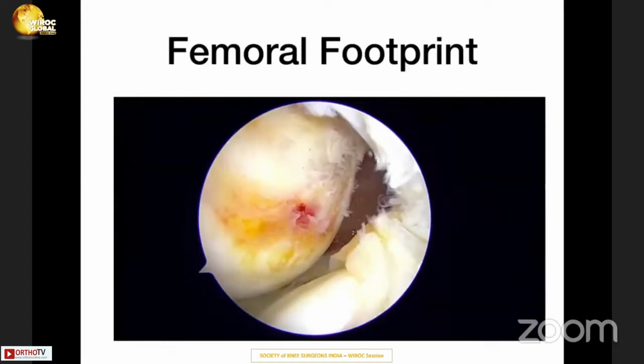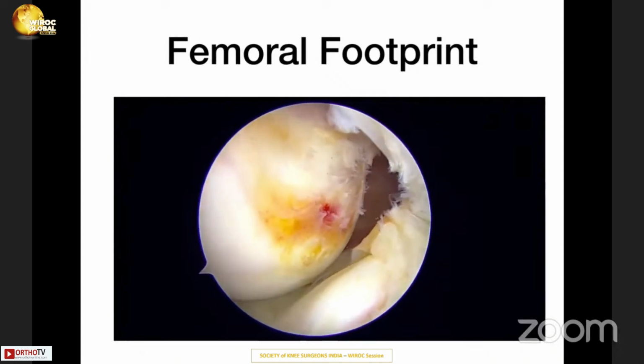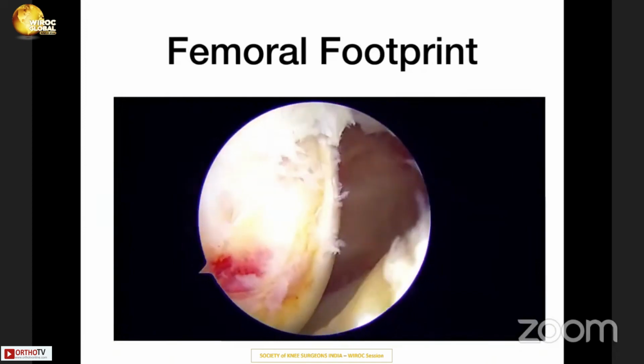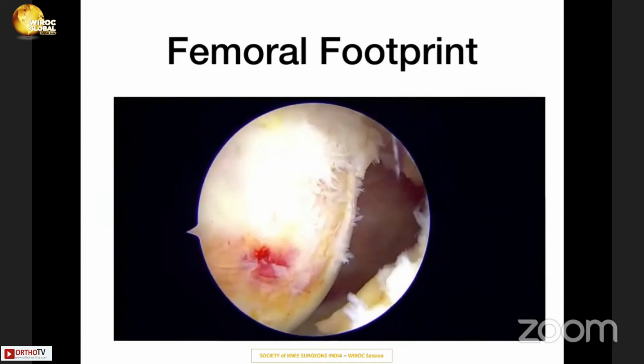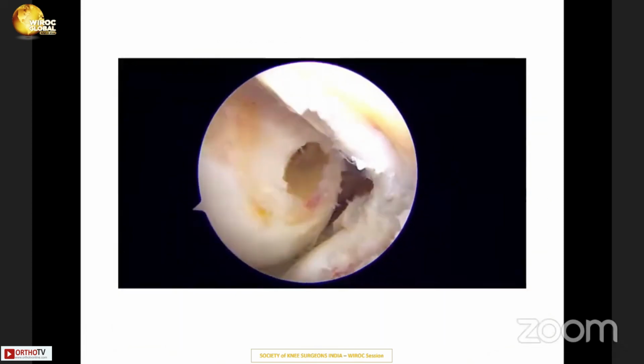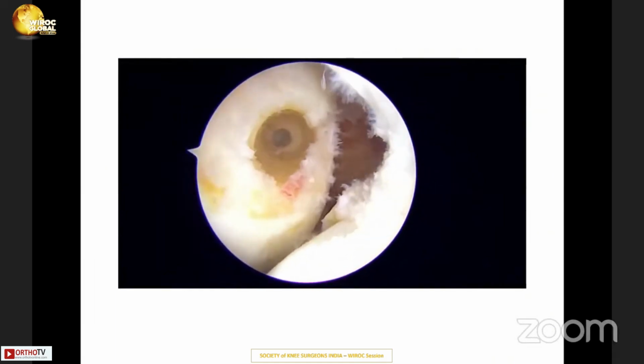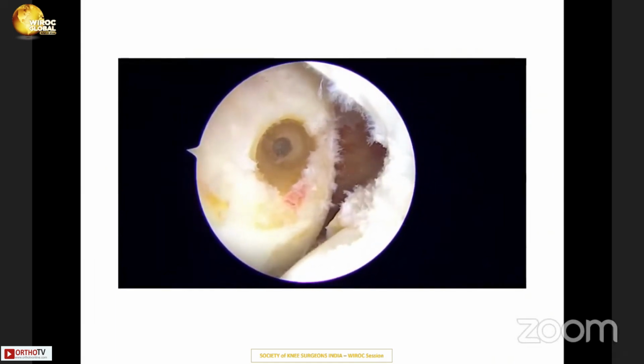Keeping this in mind, I developed this new technique, a single tunnel, footprint-enhancing, and sort of double bundle-like effect ACL reconstruction. When we do arthroscopy, we all know that the femoral footprint is not circular. It's always oval, more superior-inferiorly compared to anterior-posteriorly. And this is what we usually make as our anatomical single bundle ACL tunnel position, which is quite acceptable at this point, with no posterior blowout and a good circular tunnel.